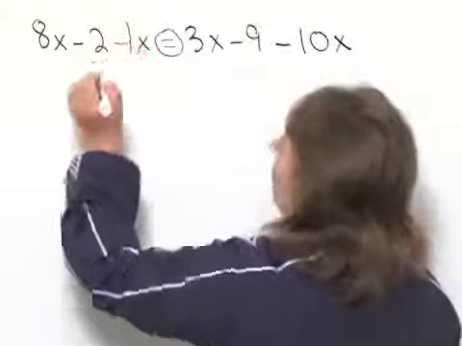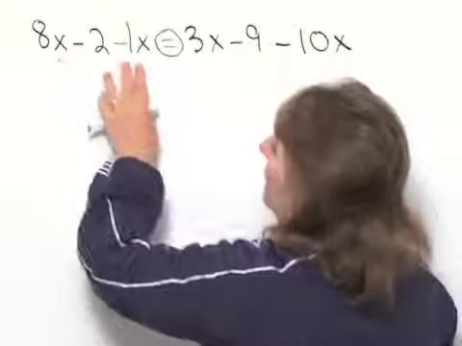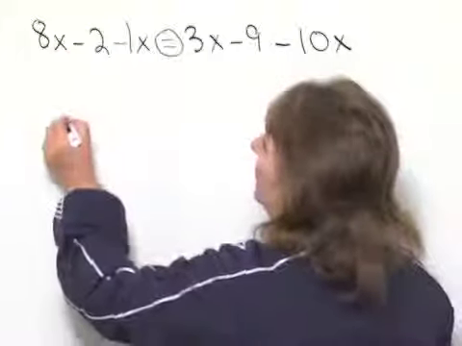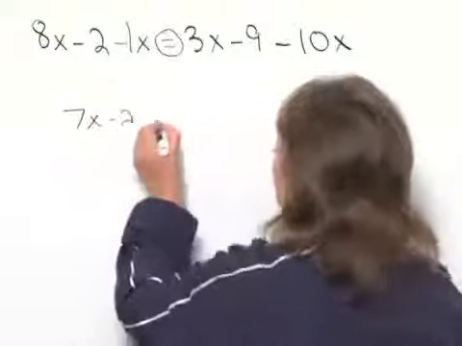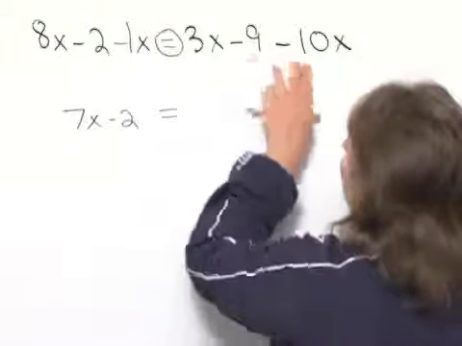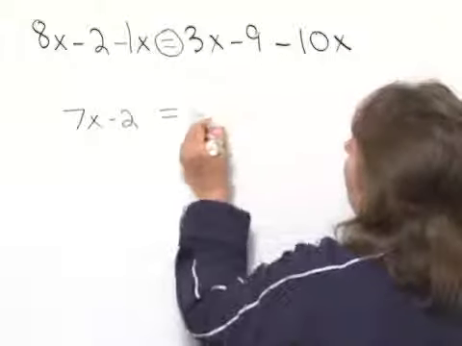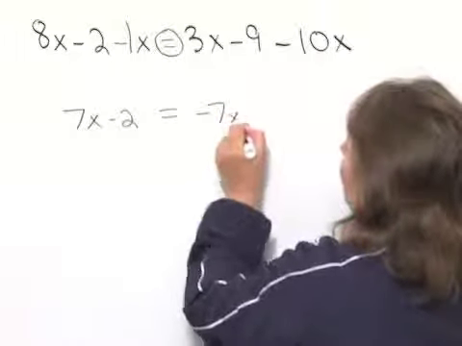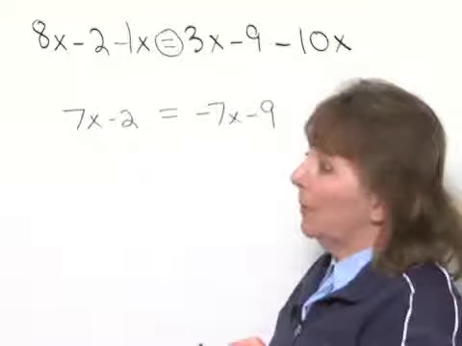Writing a 1 here may help you see how to do this, because now we have 8x and a negative 1x gives us 7x minus 2. Now we have equals. Now we're going to work on this side of the equal sign. You have 3x minus 10x, which is minus 7x, minus 9. Now we're ready to solve our equation.